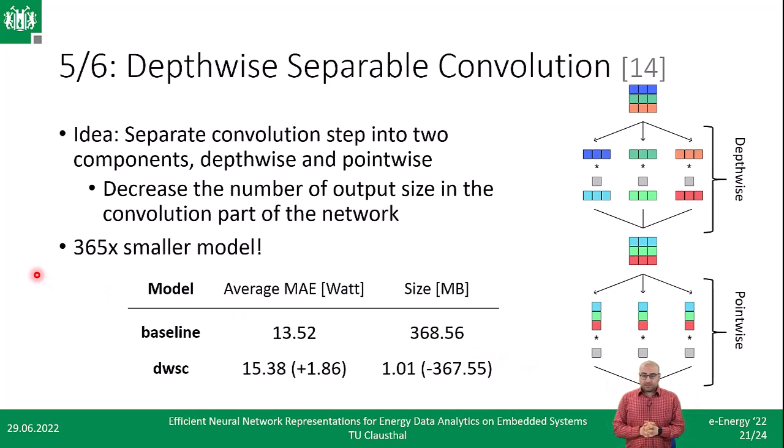And with this technique, we actually achieved the greatest reduction in model size from about 368 megabytes to about 1 megabyte. So about 360 times smaller models. And the MAE only increased by about 2 watts, as we can see here. So this idea was pretty simple, by just replacing this convolutional part of the network by another type of convolution, but it led to the greatest reduction in the model size.